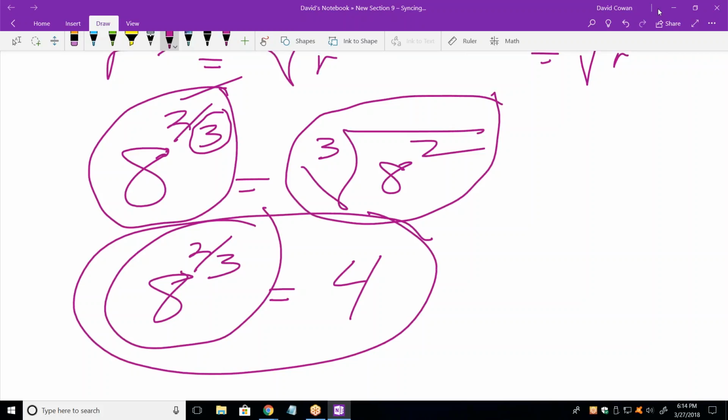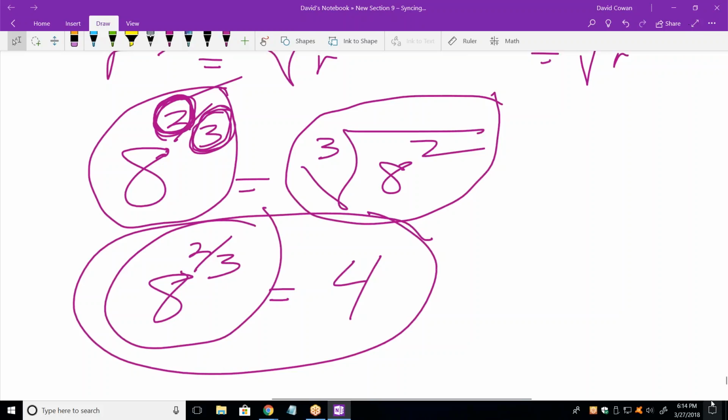It's not going to be 2.11 or 2.17 or anything like that. It's going to be either 2, 3, 4, or 5. So do the bottom first, the root, whatever you get, then you apply that exponent, and so forth and so on.